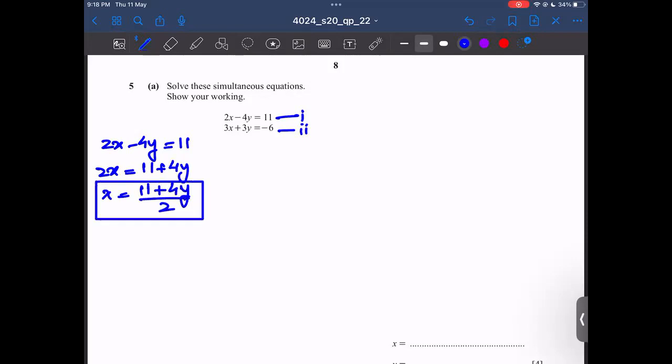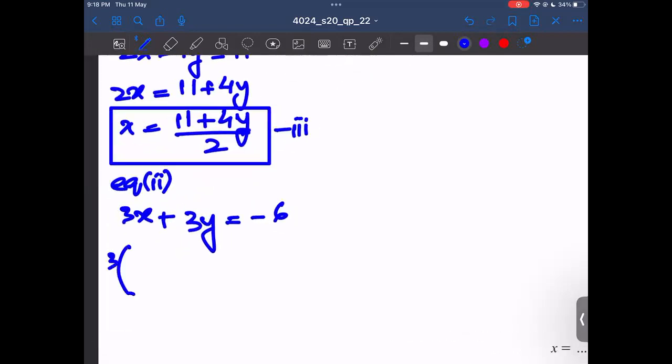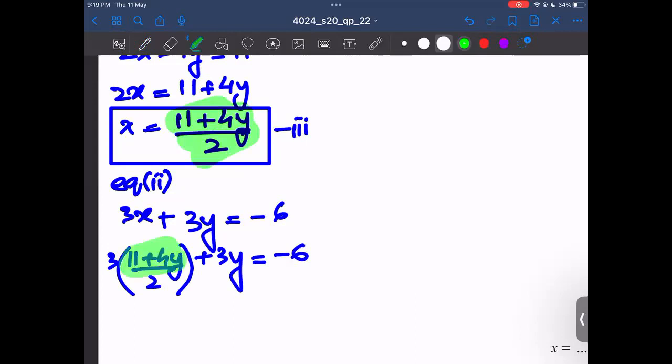Once you have x as the subject, this is the third equation. I'm going to put this value of x in the second equation, since I got this value from equation 1. In equation number 2, we have 3x plus 3y is equal to minus 6. I'm just going to put the value in here.